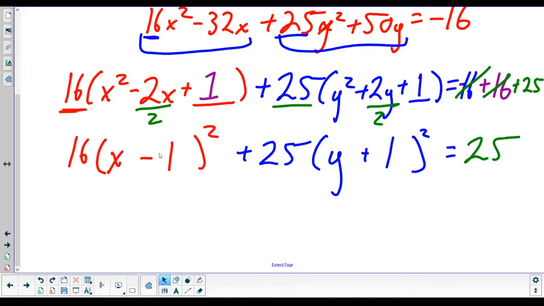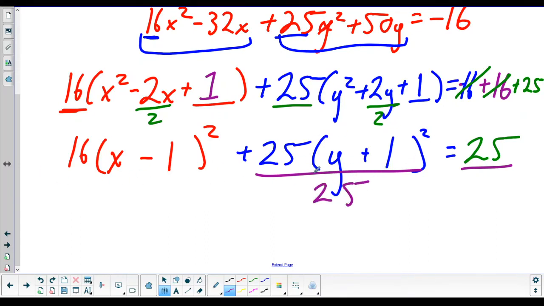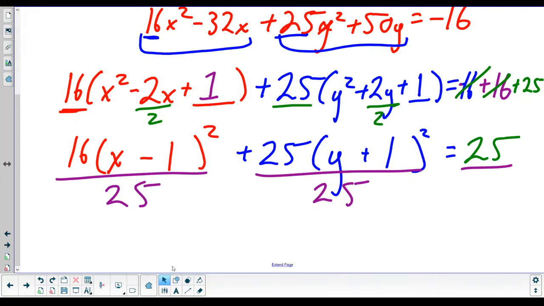All right. Now, we're almost there, right? We've got our binomial squared plus our other binomial squared. Now, all we need to do is make this equal 1. So what we're going to do is divide both sides by this number. So when you divide both sides, you have to divide the whole side. So we're going to divide that by 25 and this term by 25.